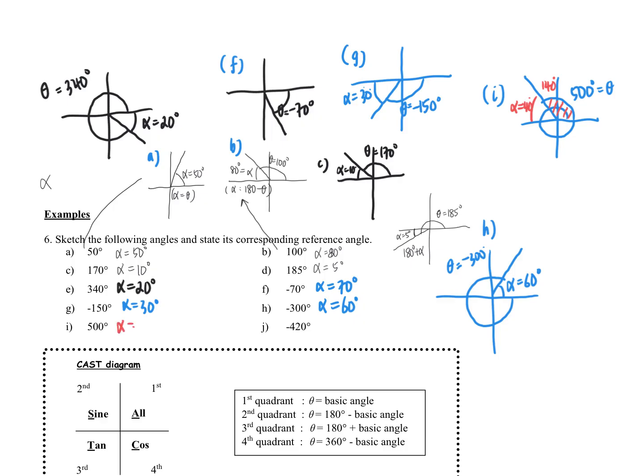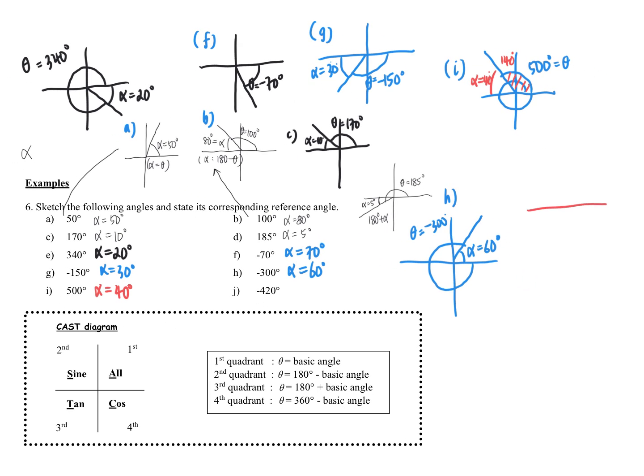Part F. Okay, if I go in the negative direction, here is 0, right? I go in the negative direction 70 degrees. So this is negative 70 degrees. So my basic angle is still 70, because this is the right angle triangle, the same. They are the same. Basic angle doesn't care whether the angle is positive or negative. They only look at the absolute value, the magnitude.